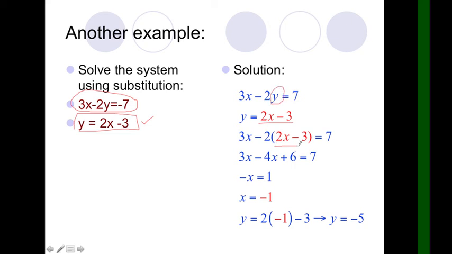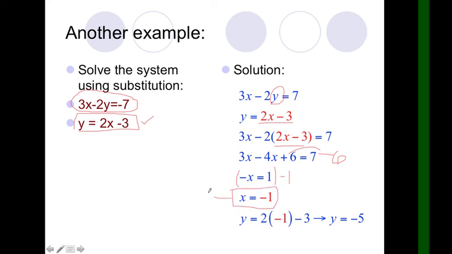So it will become this one. Then negative 2 times 2x is negative 4x, and negative 2 times negative 3 is positive 6 because they have the same sign, equals negative 7. Then we move the 6, and it will become negative 6. 3x minus 4x is negative x equals negative 7 minus 6, which is negative 13. Or multiply both sides by negative 1 to make x positive. Negative 1 times negative x is positive x. Therefore, our x is negative 1.